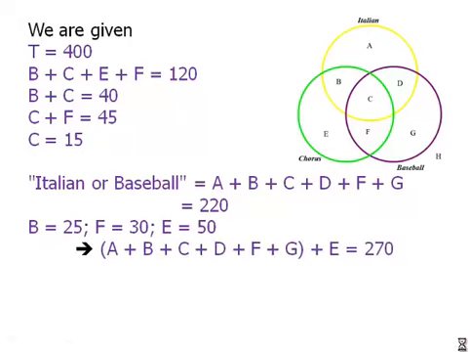Now, think about it this way. If we add all the people in Italian or baseball, so that's A plus B plus C plus D plus F plus G, so that's 220, and add E, which is an extra 50, well, that accounts for everyone in all 3 circles. So anyone who is in any of these activities or any combination of these activities, they add up to 270. So the only people not included in that group are the people in H, the people we're looking for. So H must be 400 minus everyone else, or 130 people. That's how many people are in none of these 3 groups.